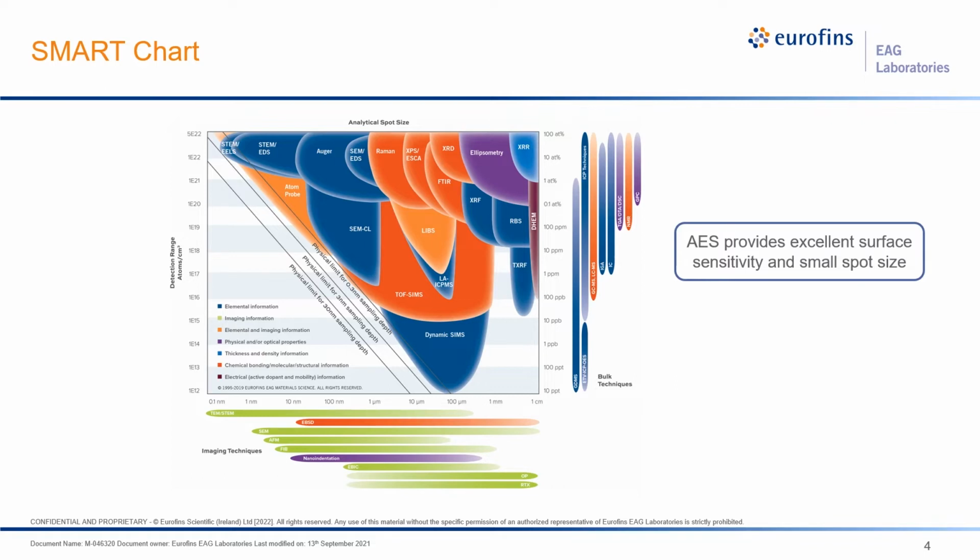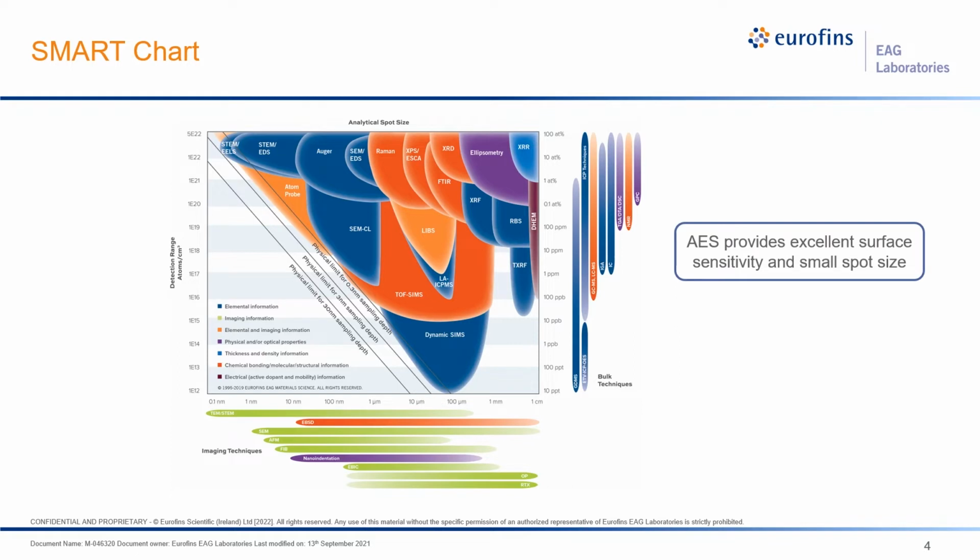Outside the box are techniques that don't quite belong on this chart. So the techniques on the right, for example, don't necessarily have a spot size associated with them. They are basically bulk composition techniques that may consume your entire sample, and they have the detection range shown from top to bottom. The techniques at the bottom are basically imaging techniques and don't provide compositions per se, but they do have relevance with respect to the spot size on the x-axis.